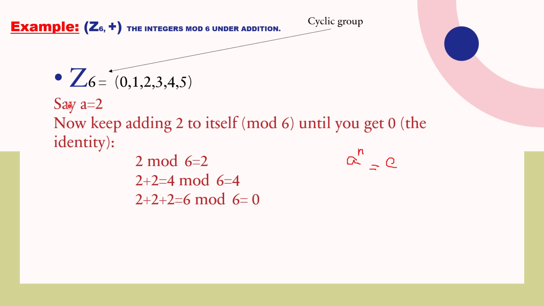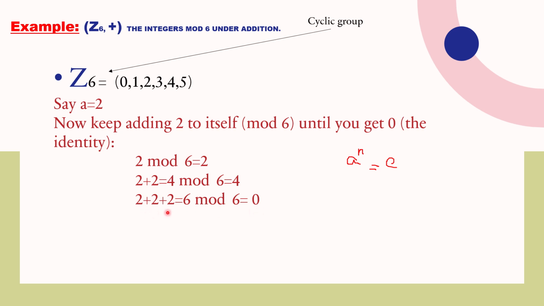6 and apply, since it's a mod group, you have to take mod 6, right? So 6 mod 6 will give us 0. How is it giving us 0? Because in the set, after 5 we have 6, and 6 will be assigned to the first element, which is 0. So 6 mod 6 will become 0. So now we get the identity element, because the identity element for addition is 0.